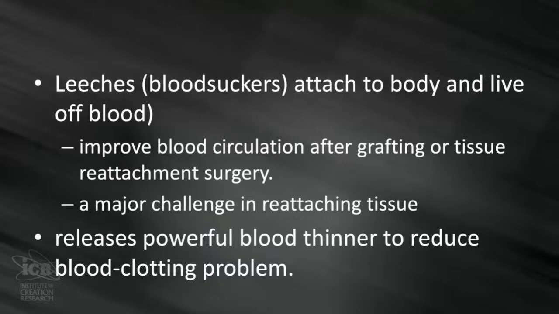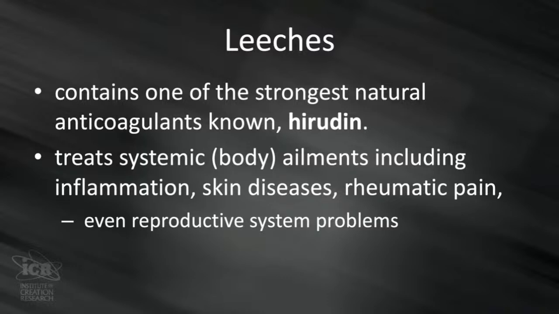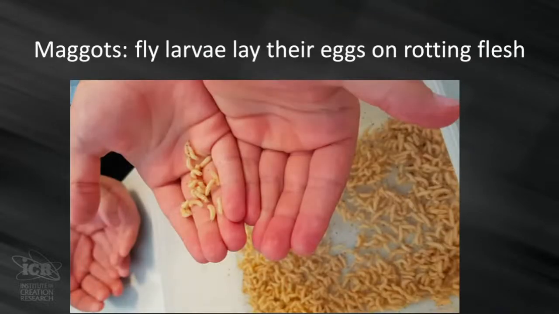It will then reduce the likelihood of blood clots by producing the blood thinner, and it produces a strong anticoagulant, hirudin, and it also treats other problems such as the pain. It reduces the pain. And the leech can also be used for other body ailments, including inflammation, skin diseases, even rheumatic pain, even reduce certain reproductive problems. Maggots, another ugly creature, it may seem.